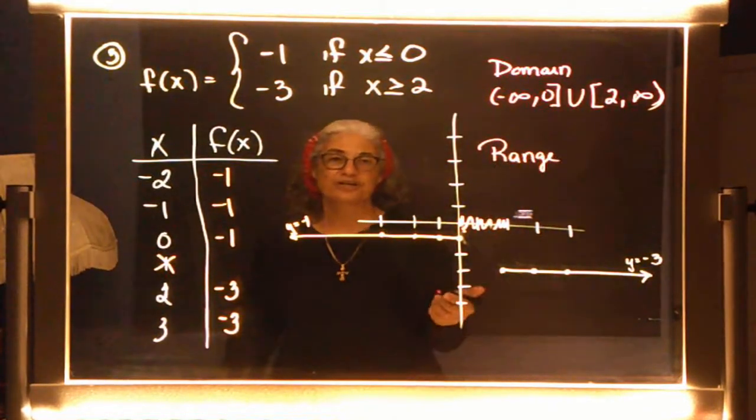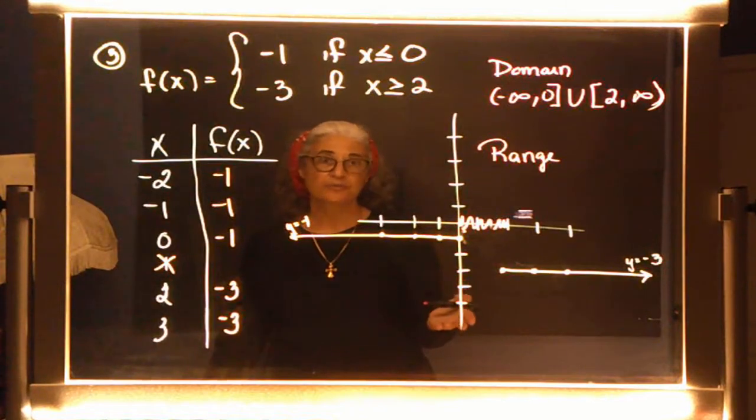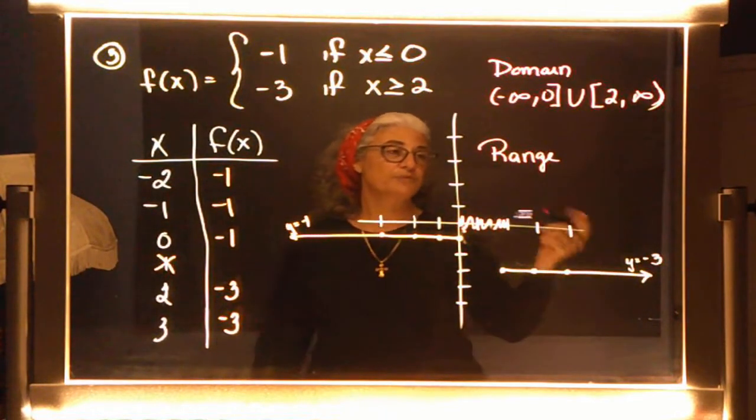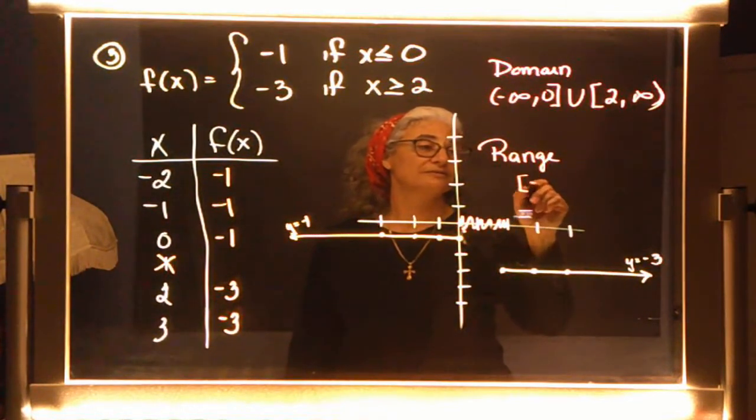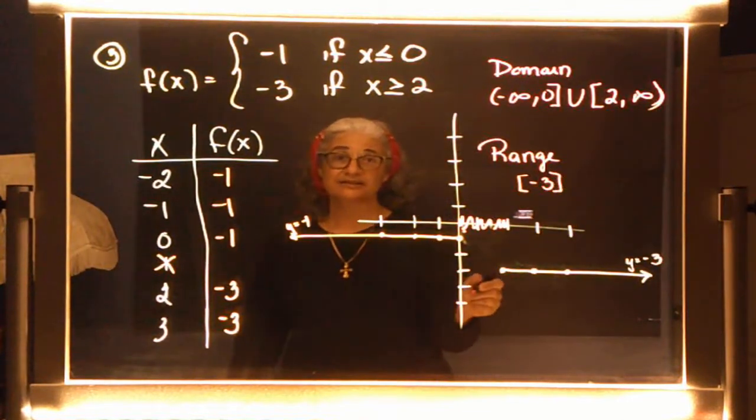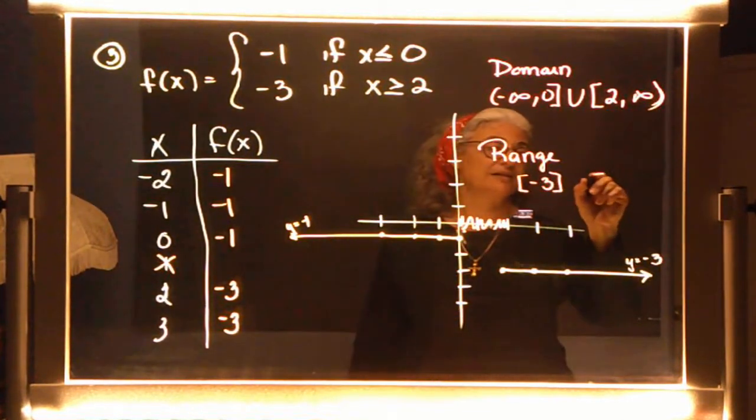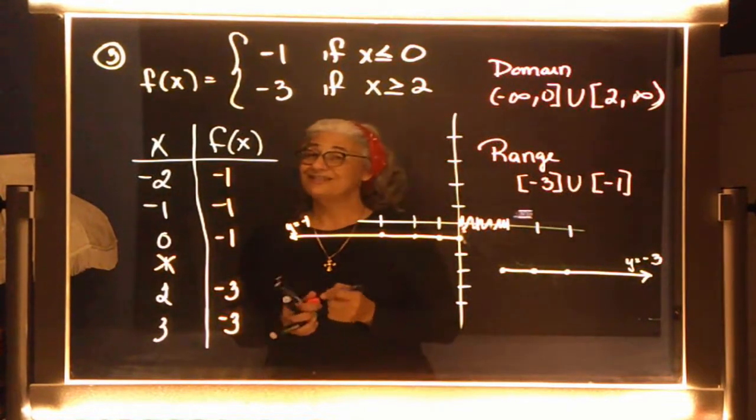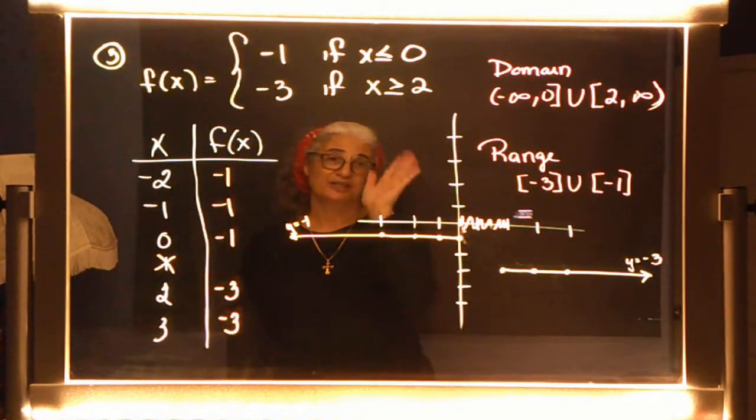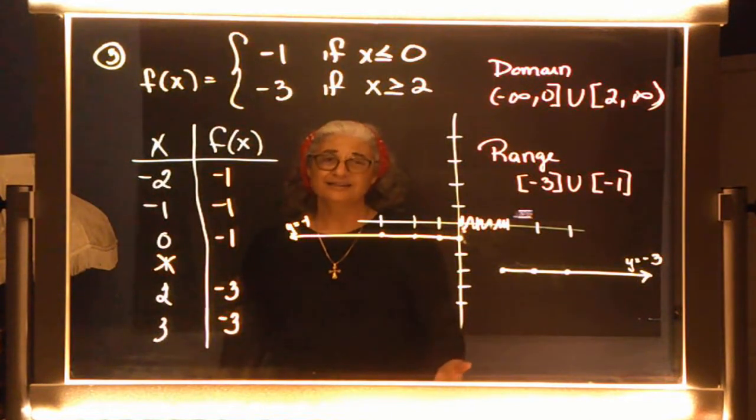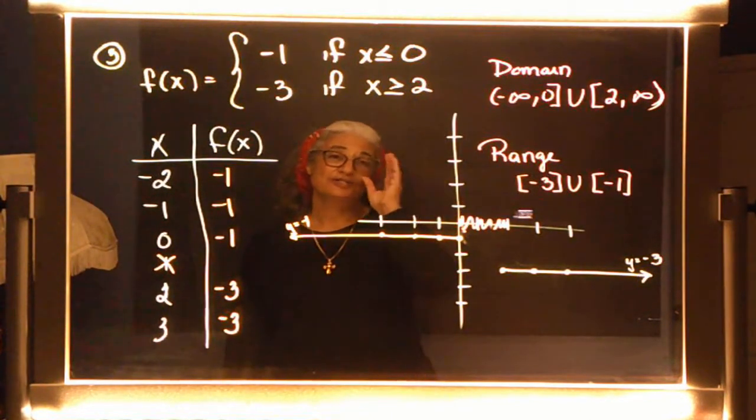Well, in this case, the range is made up of two numbers. One number is -3, right? And the other number is -1. That's it. It's made up of those two numbers only, and that's it. Got it? Okay, this one was an interesting one.